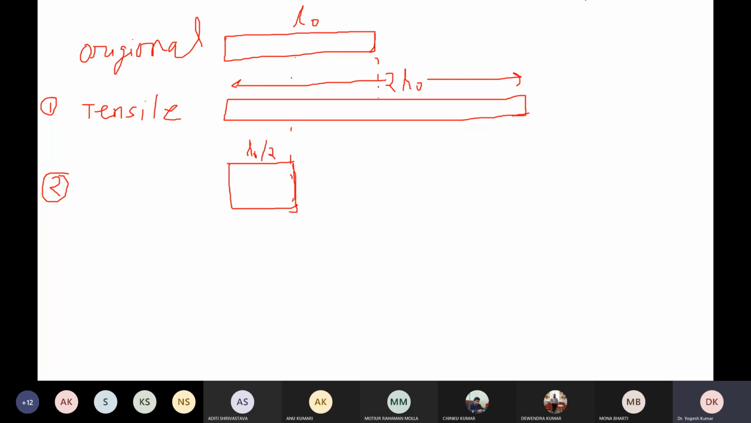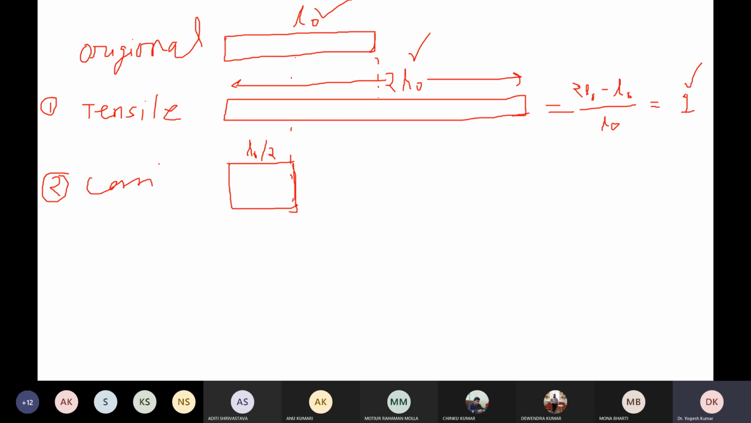Try to see in case one, what will be the change in length? The change in length will be the final length, that is 2L0, minus the original length L0, divided by the original length. So in this case your engineering strain will be 2L0 minus L0 divided by L0. This becomes 2L minus L, which is a single L divided by L. So this value will be 1. The strain here is equal to 1.